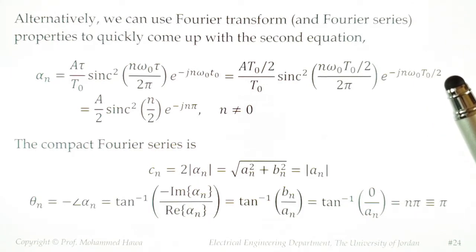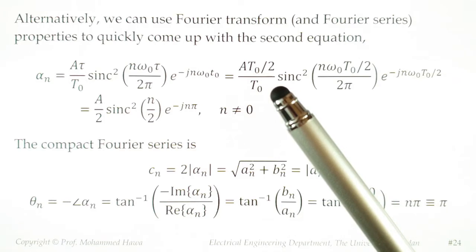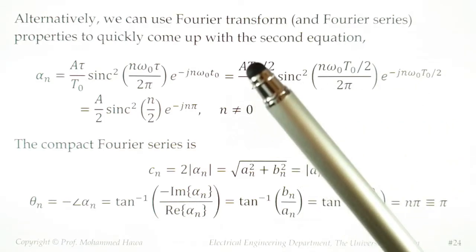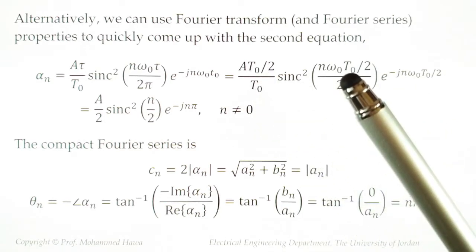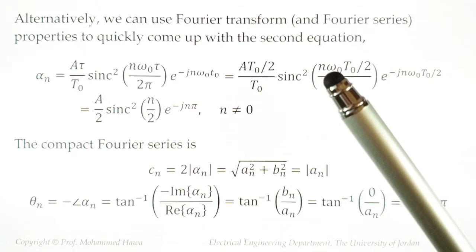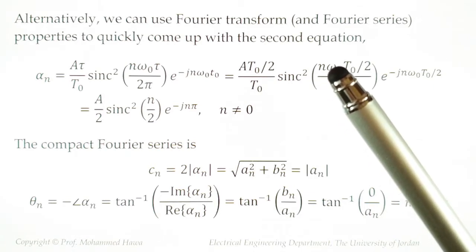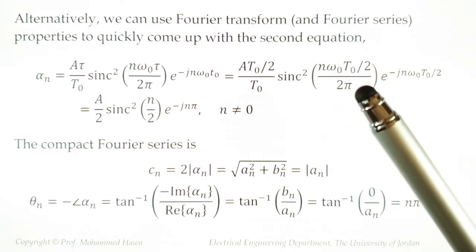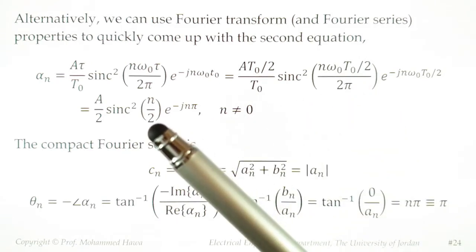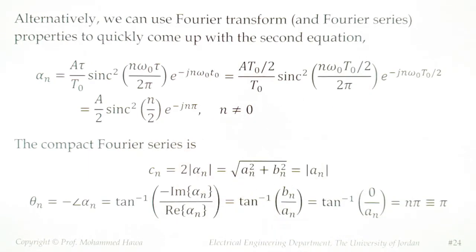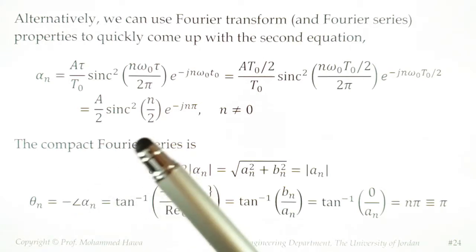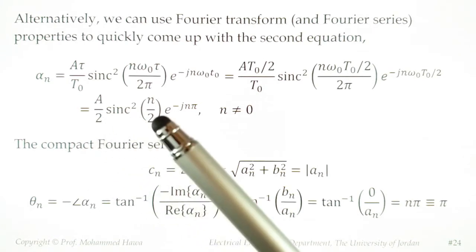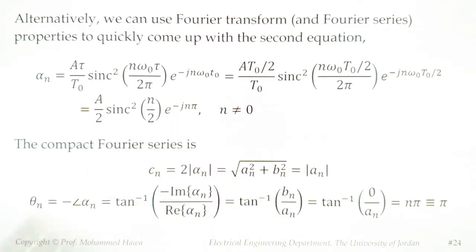So the answer for our specific third example is this value here, where t naught cancels out. T naught cancels out because omega naught is 2 pi over t naught. The 2 cancels out, the pi cancels out. I end up with a over 2 sec square n over 2 e to the minus j n pi. This is a complex number with this magnitude and this amount of phase shift.